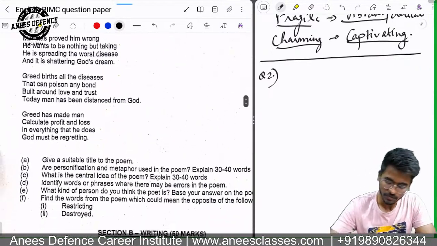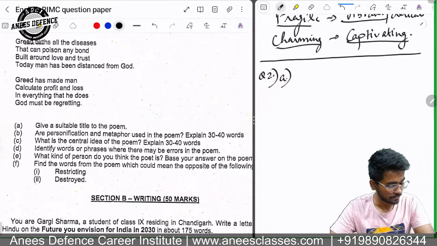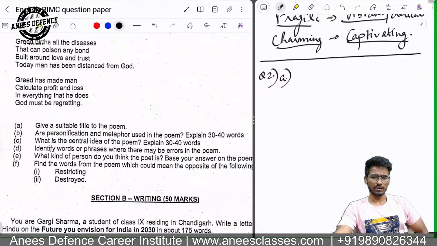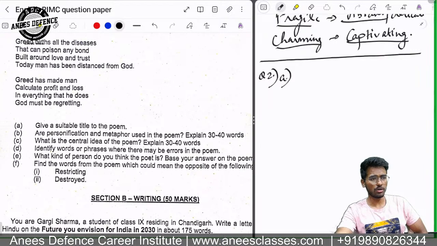Let's look at the questions. So question 2, the very first question: give a suitable title to the poem. You can give any title. Now there is not a definite answer for this question, but if we read the poem, we are able to understand that the title of the poem would be somewhere around God and human, and the thing which he is explaining, that is the greed or the selfishness. There are 4 to 5 words which you can include in your title, that is greed, God, human, regret, selfish. These are the words through which you can make a meaningful title.